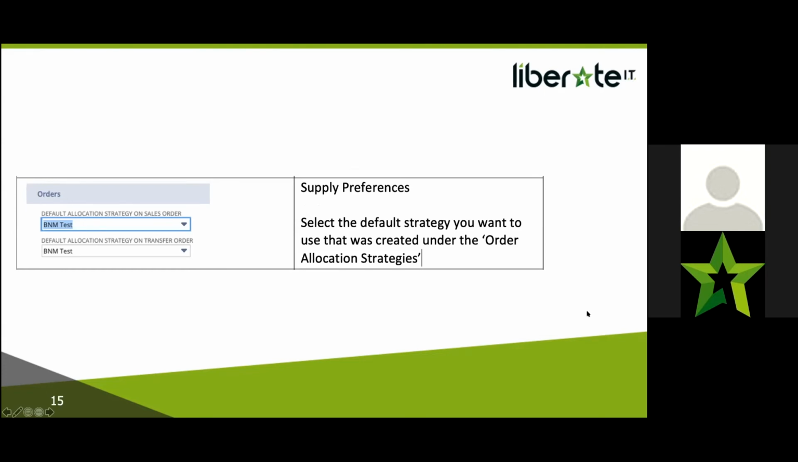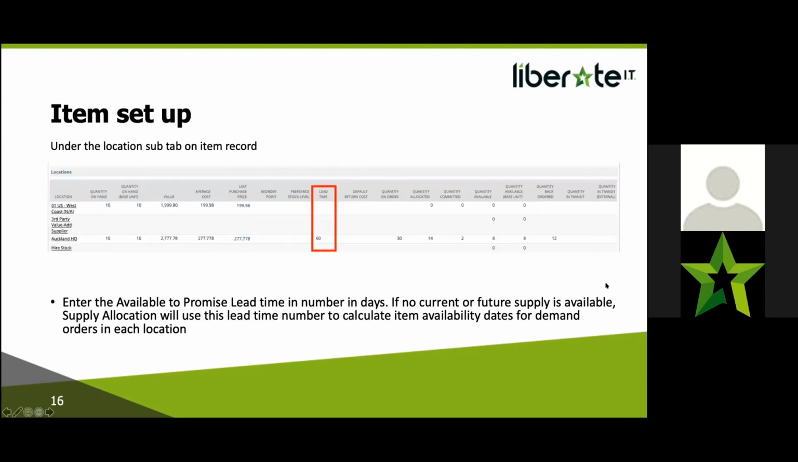So we select the strategies we want to use under order allocation strategies, and we saw that just before. Again, I'm using my standard test scenario in both of these environments. We then have to look at the item setup, and there's one key field driver under the item, and that is the ATP lead time. If no current or future order is available, supply allocation will use this lead time to calculate the item availability date for demand orders in each of the locations set.